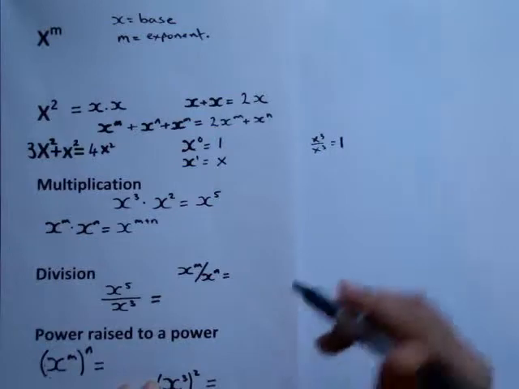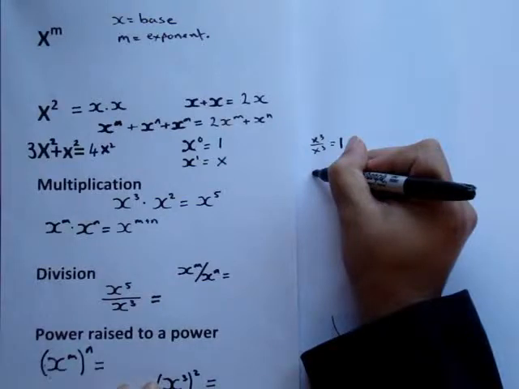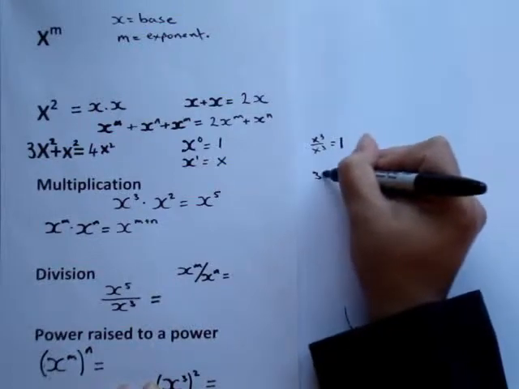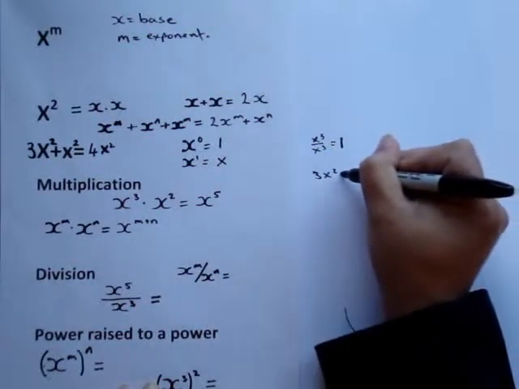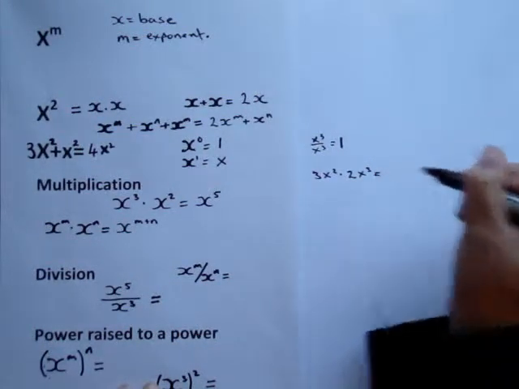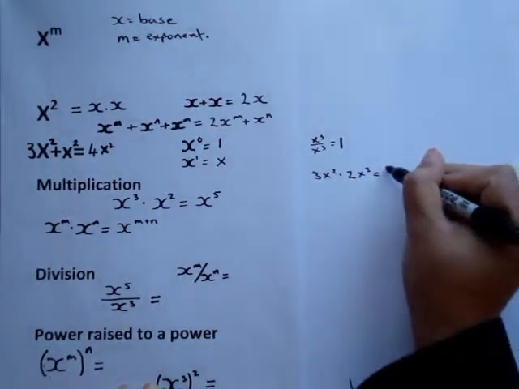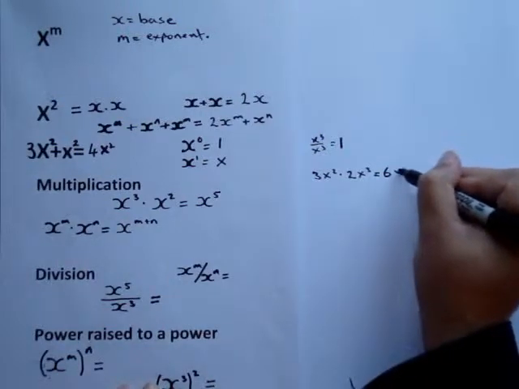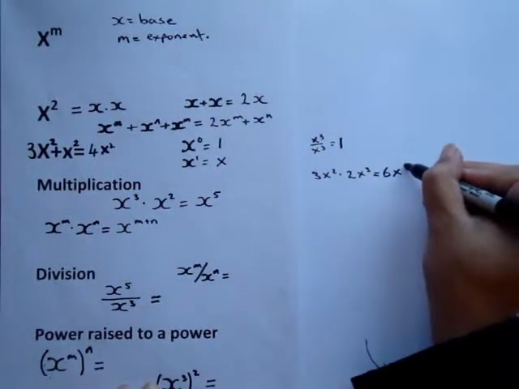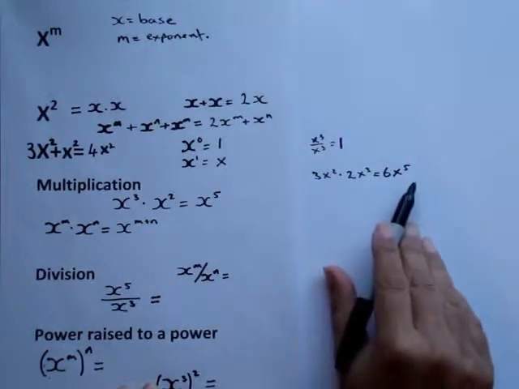As an aside, if we have 3x squared multiplied by 2x cubed, what we do here is we multiply the coefficients, so 3 times 2 is 6. The bases must be the same, and then we can add the powers, so 2 plus 3 is 5. So 3x squared multiplied by 2x cubed is 6x to the power 5.